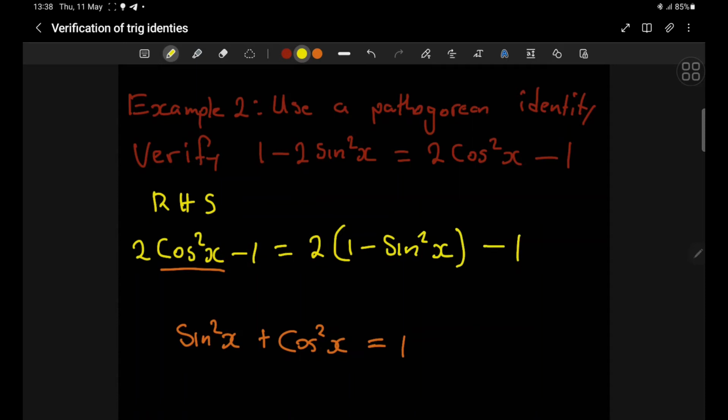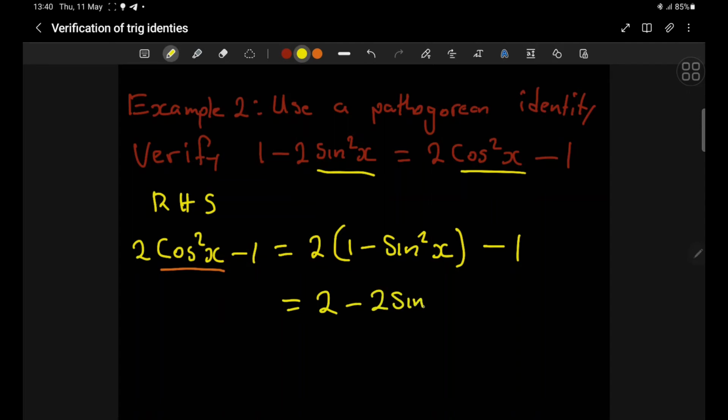For any question where you're given an identity to resolve, where you meet either sine squared x or cos squared x, try to recall the Pythagorean identity and apply it to make it easier for you. So we can expand. We'll have 2 minus 2 sine squared x minus 1. Then when we subtract 2 and 1, we'll be left with 1 minus 2 sine squared x, and this is equal to the left hand side. So we verified it.